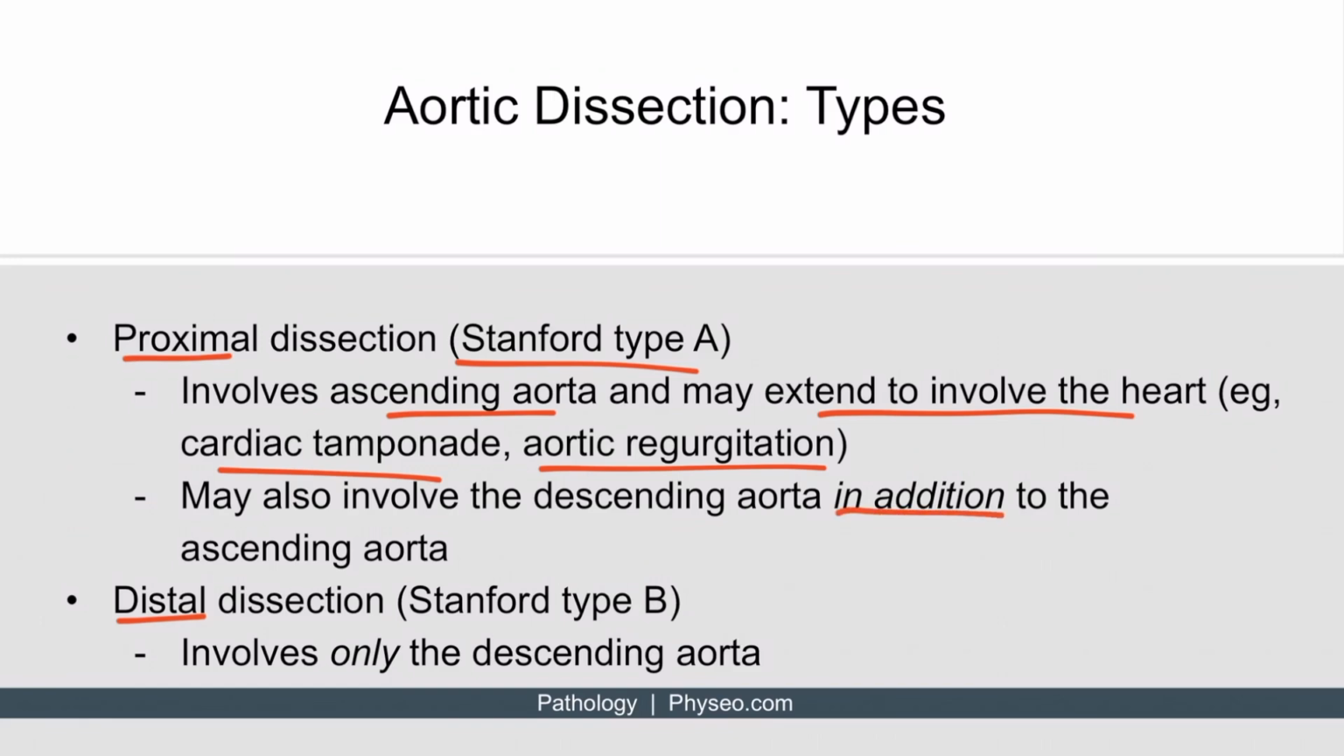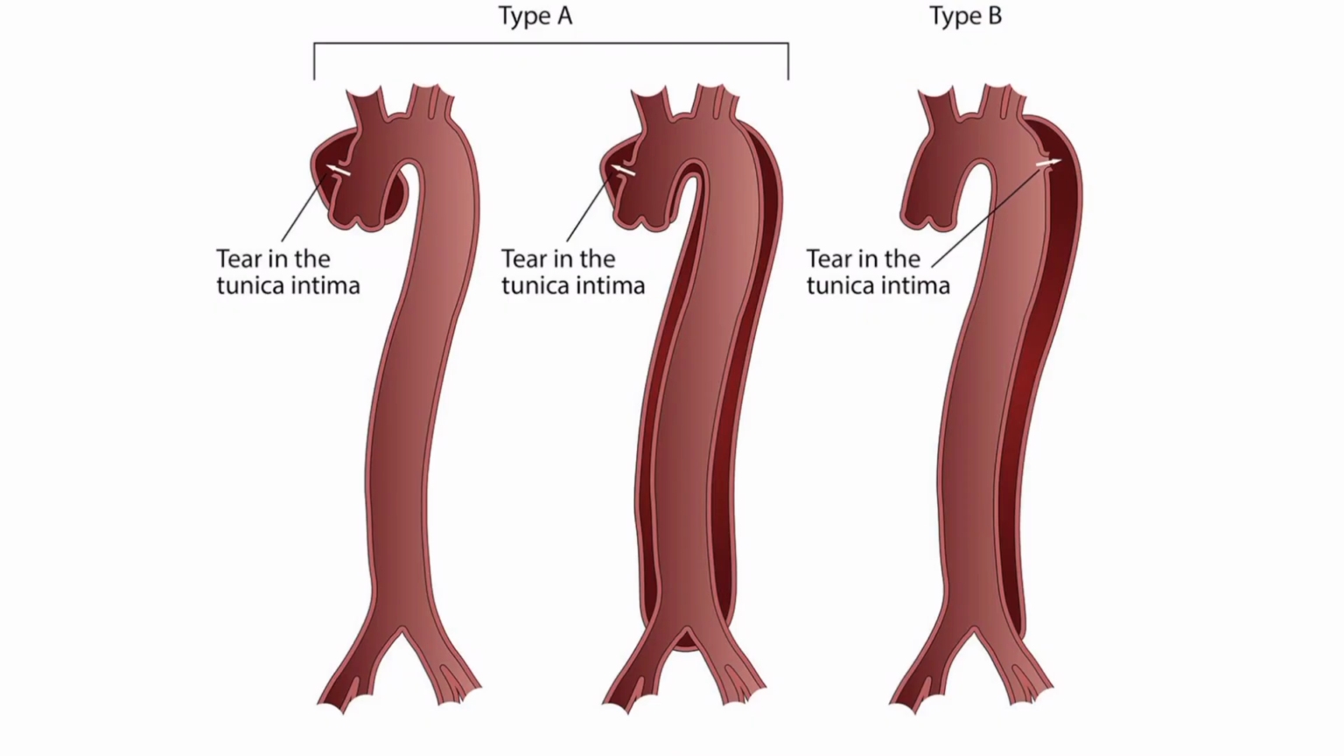Distal dissection is also known as Stanford type B. This involves only the descending aorta. Here's an image that depicts the two types. Notice that with Stanford type A, both the proximal and distal aorta can be involved, whereas with Stanford type B, only the distal aorta is involved.